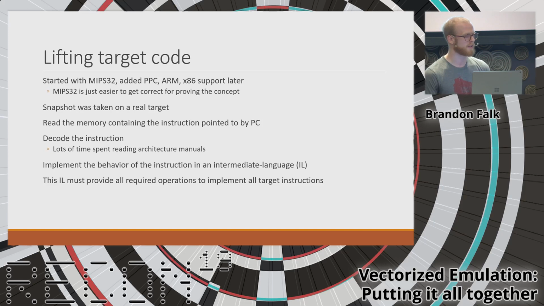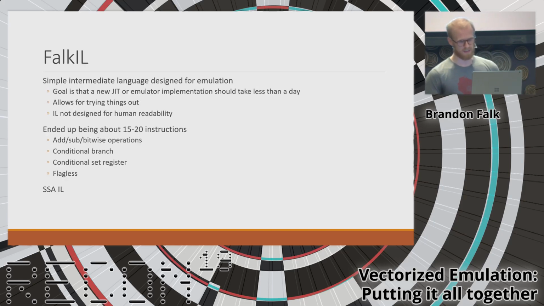without having flags. So you take a snapshot of a target. You know what it's about to execute because you have the register state and the memory. You go lift that instruction. You convert it into this IL. You basically just spend all the time in the manual figuring out what this instruction is supposed to do, and you implement, hopefully, the same behavior in the IL. And that's really it. It's a bunch of manual work. It's not the most fun thing.